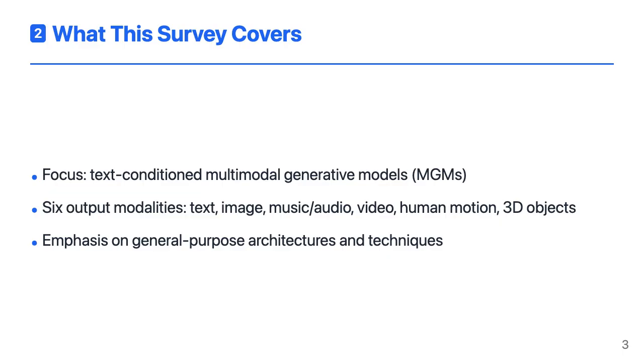The survey focuses on models that take text as input and generate something in another modality. That includes text-to-text, text-to-image, text-to-music or audio, text-to-video, text-to-human motion, and text-to-3D or object synthesis. The authors concentrate on models and techniques that generalize beyond a single narrow task. Things like core architectures, training strategies, and inference tricks that show up across many systems.